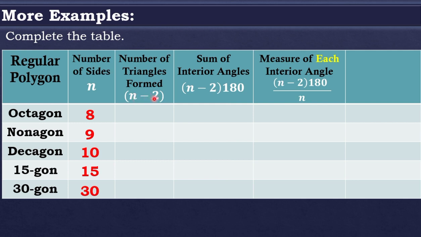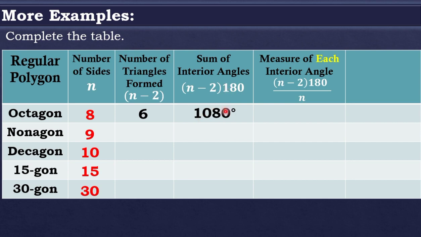So, you just have to subtract 2 from n. So, 8 minus 2, that is, we can form 6 triangles from octagon. So, we have 6. Okay, so 8 minus 2, that is 6. So, kukunin natin yung sum of interior angles. So, para makuha yung sum, ita-times lang po natin itong number of triangles na na-form sa 180. So, 6 times 180, that is 1,080 degrees.